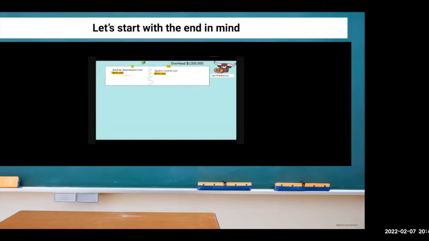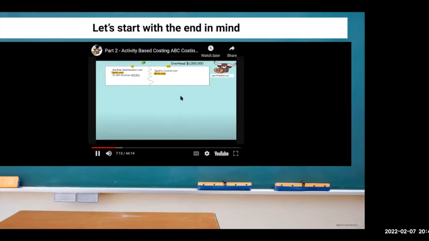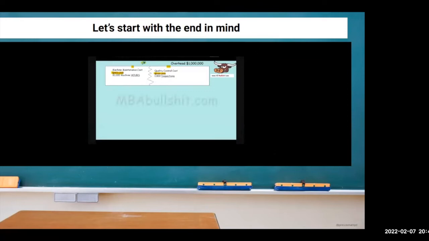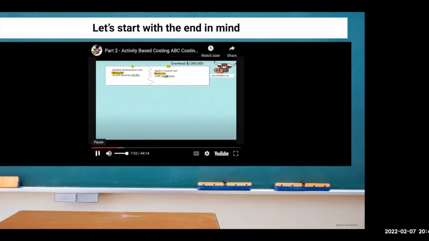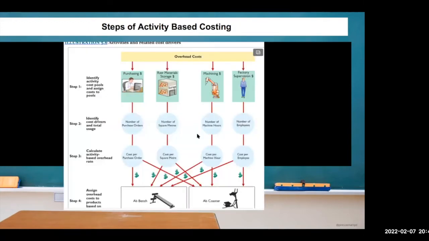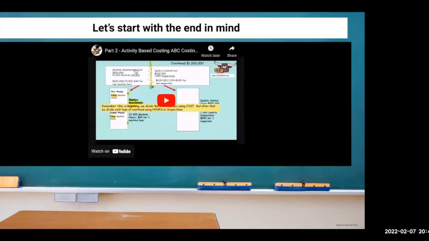The next thing I want to do is write down, again, from the given problem. There's no computation here yet at all. Exactly how many machine hours were used, and exactly how many inspections were done by the quality control manager. Well, all right, so I'm going to stop it right there, okay?